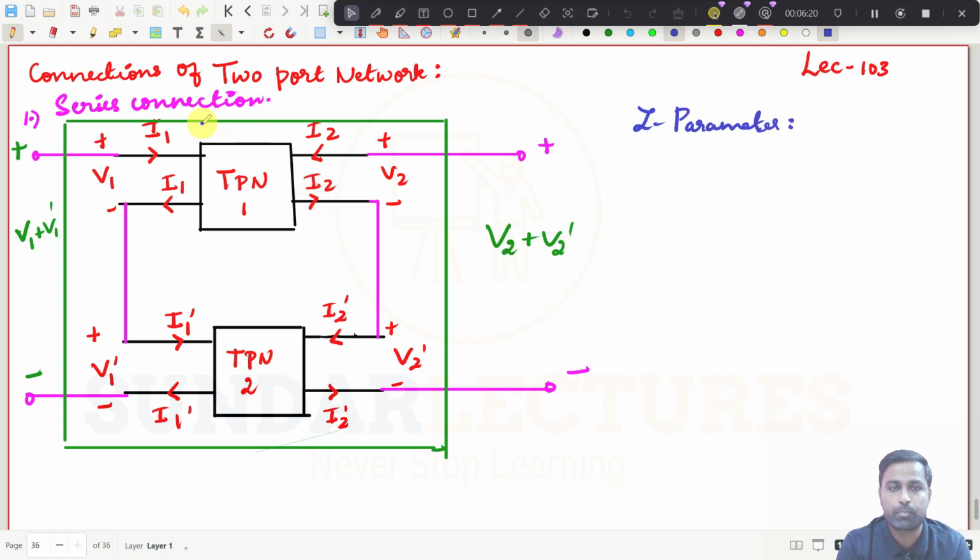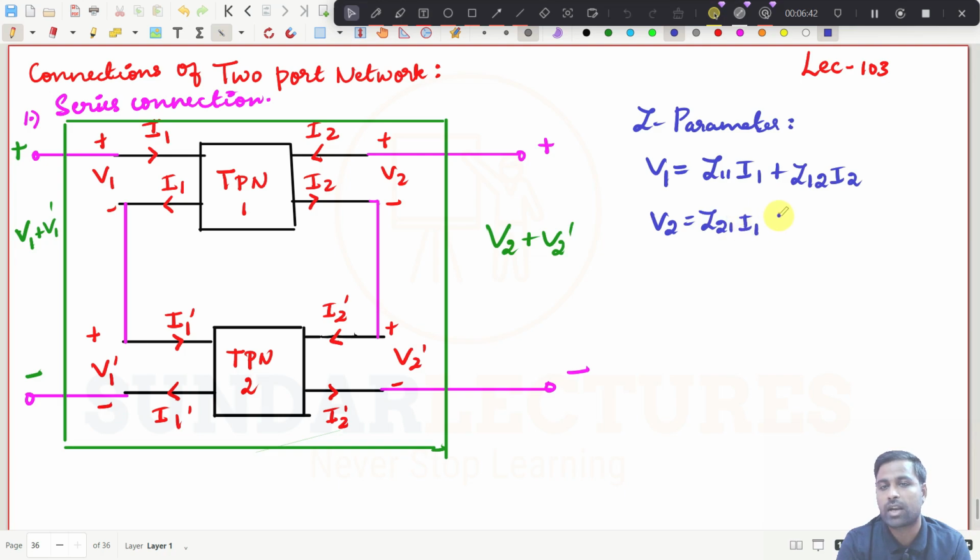First we will take this port. Particularly, you take this port separately, and then you take this port separately, right? So you take this one. So what will be V1? V1 will be equal to Z11 I1 plus Z12 I2. You know this one. This is the Z parameter, right? And V2 will be equal to Z21 I1 plus Z22 I2. This is for first network, two port network 1.